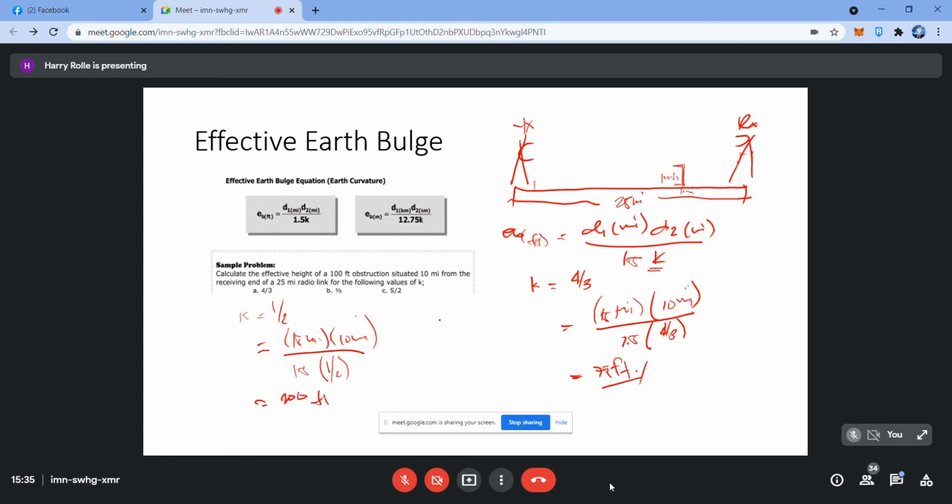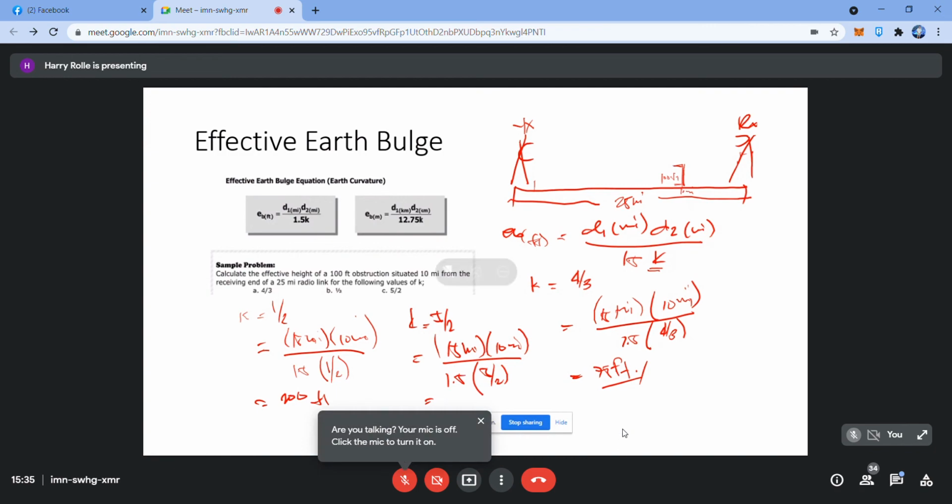And lastly, we have K equal to 5/2. So we have 15 miles, multiplied by 10 miles, all over 1.5 times 5/2. And what do we have here? 40.